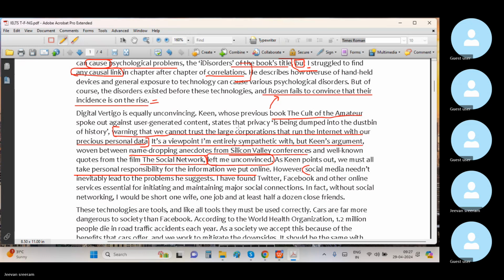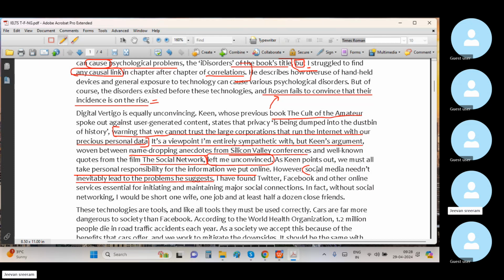What Keen said is that we should not trust large corporations. They actually take our personal data, precious personal data, right? Yes, sir. The author said that his idea left me unconvinced. No, I don't think so. That's what the author felt. "Social media need not inevitably lead to the problem he suggests." Whatever he suggests, it may not be problematic all the time. Inevitably means all the time here, unavoidably. The author felt social media need not be problematic all the time. Okay, it's not always a threat to your privacy.